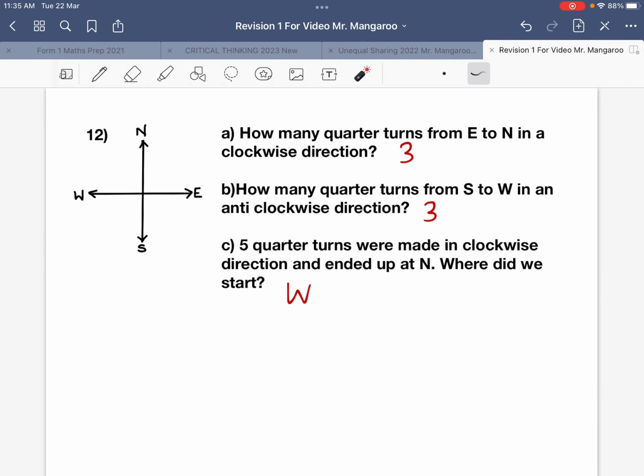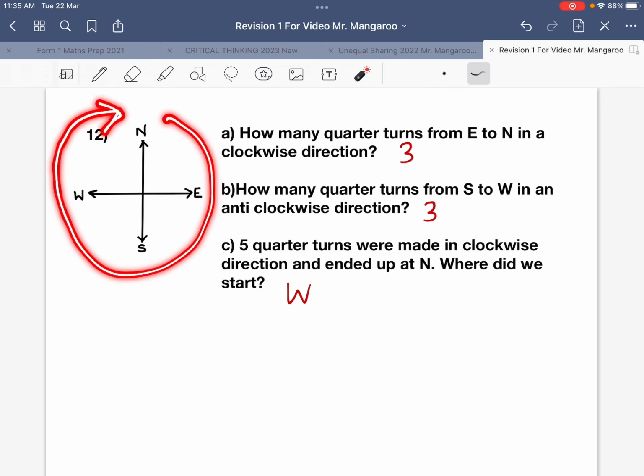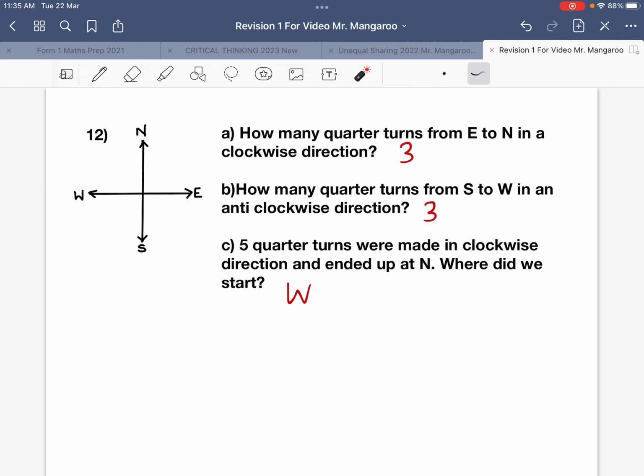How many quarter turns from east to north in a clockwise direction? So clockwise is this way, the direction the hands of the clock move, and anti-clockwise will be in the opposite direction. So from east to north, that will be 1, 2, 3.